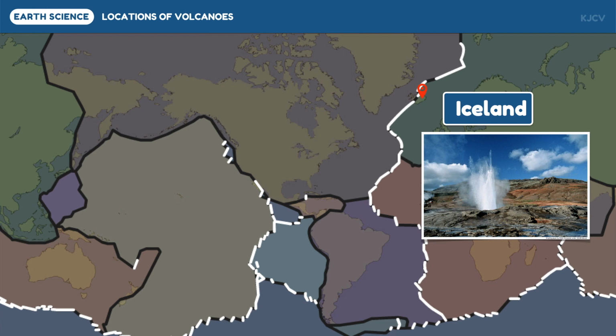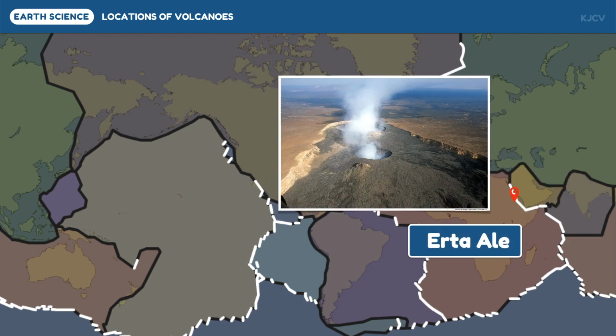Volcanism due to divergence also occurs along continental divergence, an example of which is Erta Ale in Ethiopia. Erta Ale is centered over the East African Rift System. This is a triple junction setting whose movements are resulting in the formation of a pull-apart basin or rift.